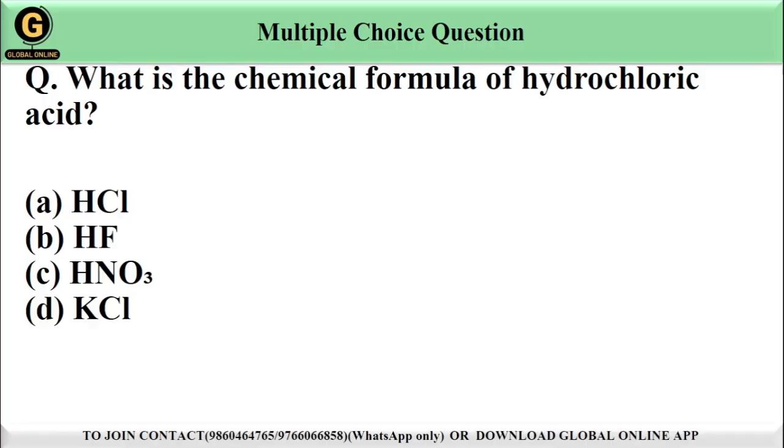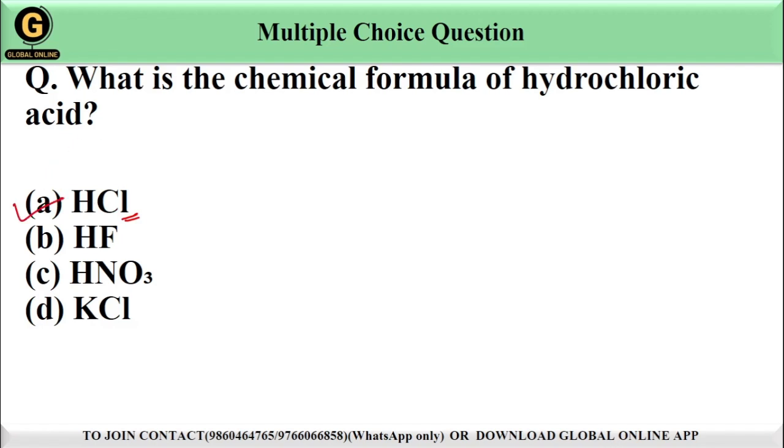What is the chemical formula of hydrochloric acid? Options are given: A, HCl, B, HF, option C, HNO3, option D, KCl. Friends, the chemical formula of hydrochloric acid is HCl. It is a strong acid formed when hydrogen chloride gas is dissolved in water. HF represents hydrofluoric acid, HNO3 is nitric acid and KCl is potassium chloride, which is a salt, not an acid. So the correct answer among the options will be option A, HCl.